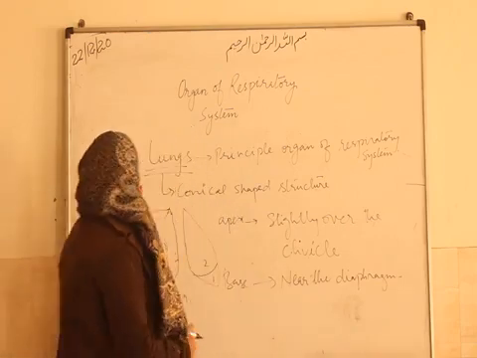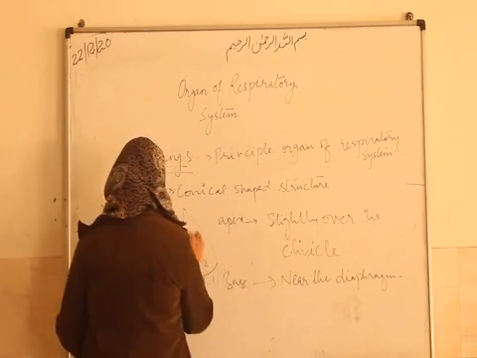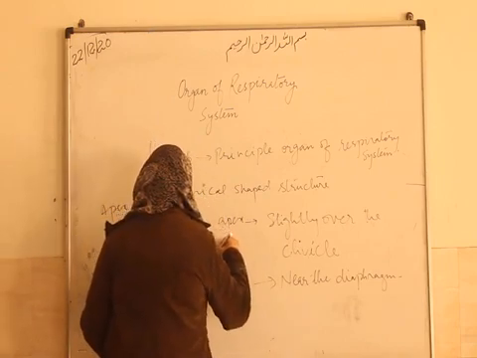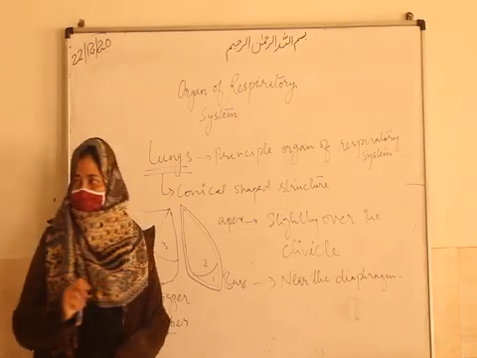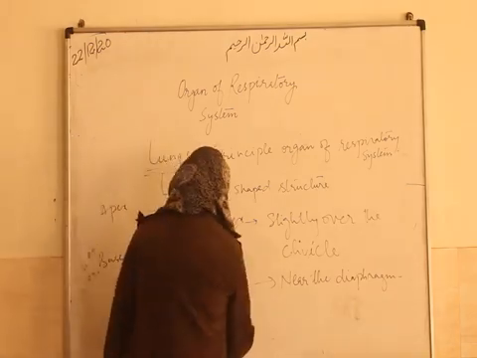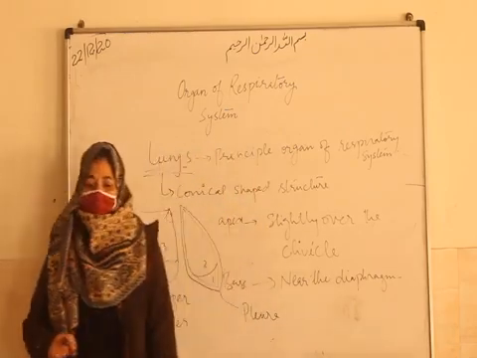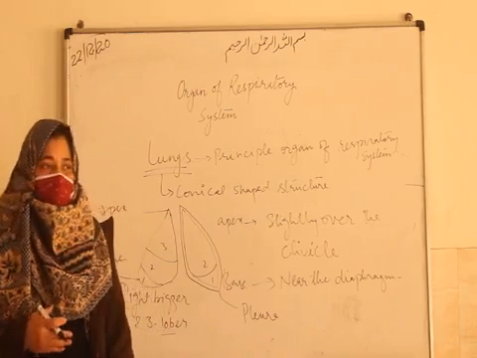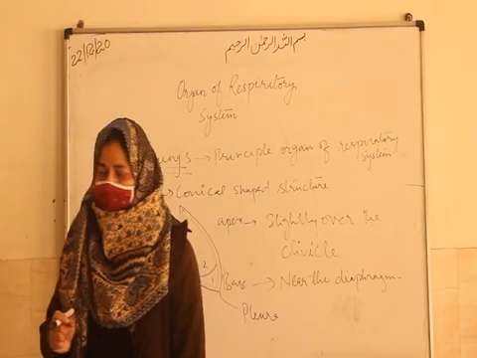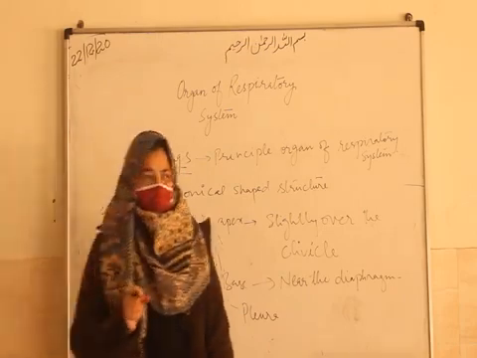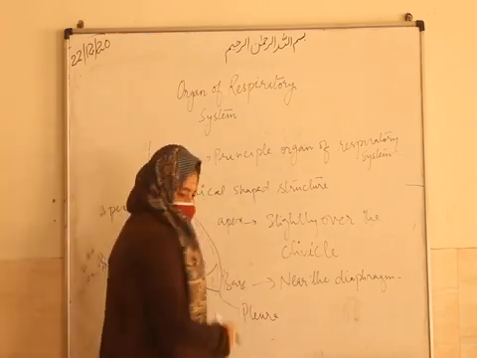This lung is covered by a membrane, known as pleura. This layer covers the lung, and if you see it, you will find that it's a double membrane.